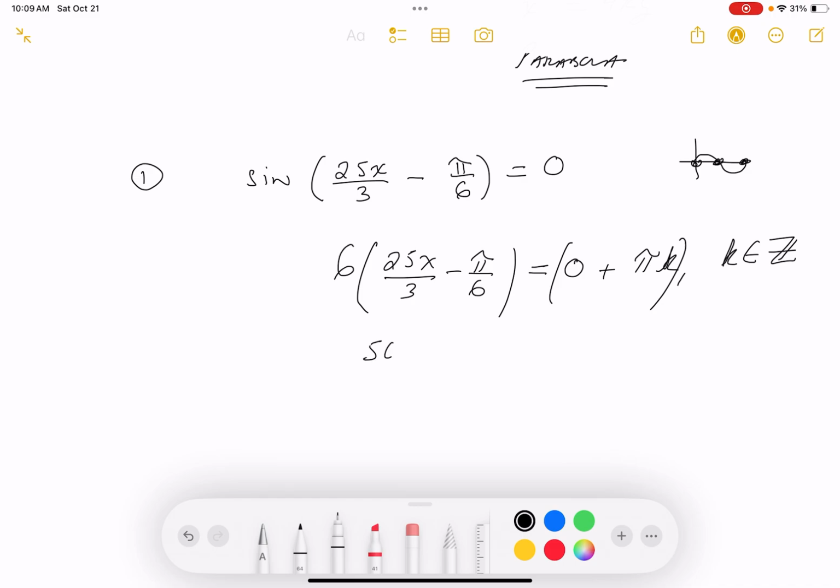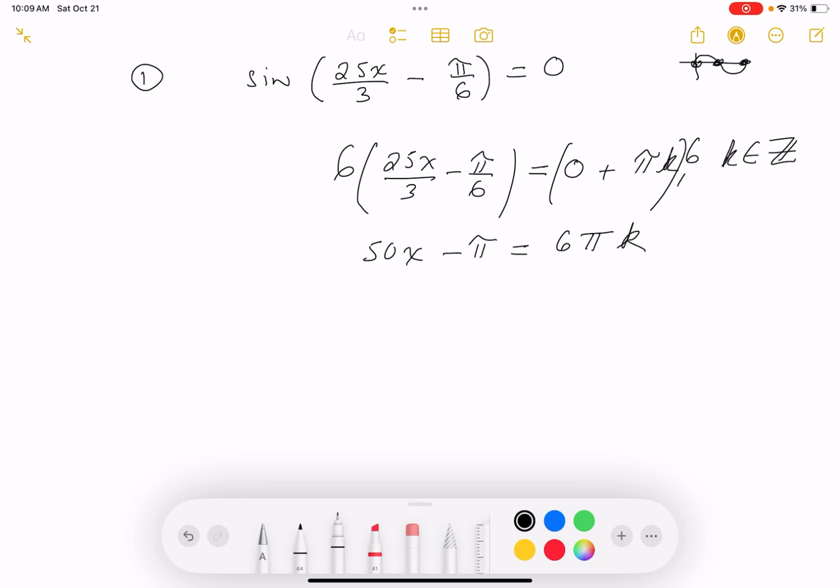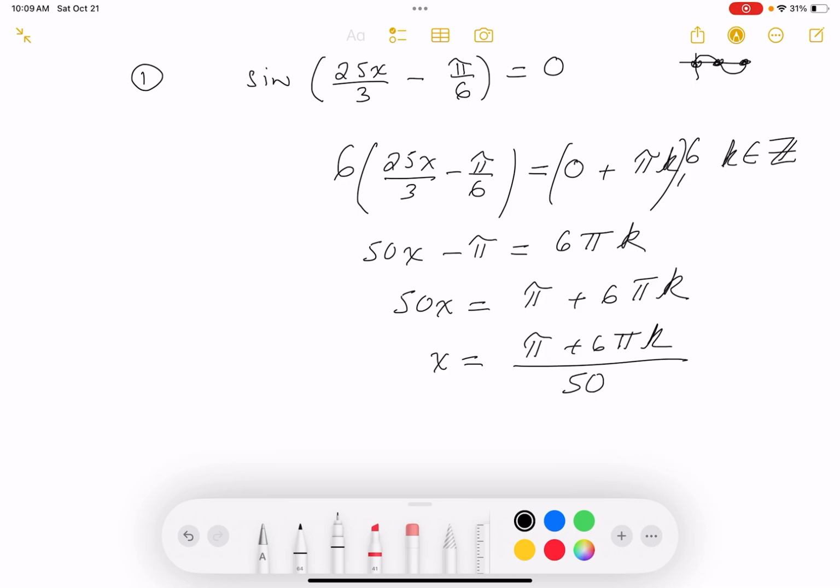And what do you get there? You get 50x minus pi equals, and I'm multiplying both sides by 6, you would get 6 pi k. All right? Then what do I do? Well, I'd add pi to both sides. You get 50x, and that's going to be pi plus 6 pi k. All right, let's keep going. I'm going to get x now. x equals pi plus 6 pi k over 50.